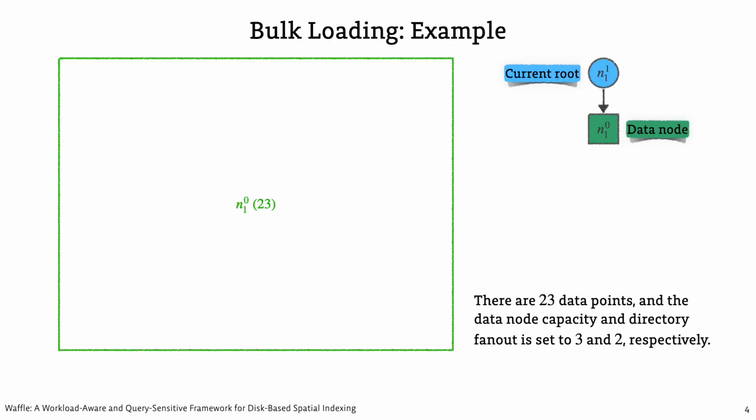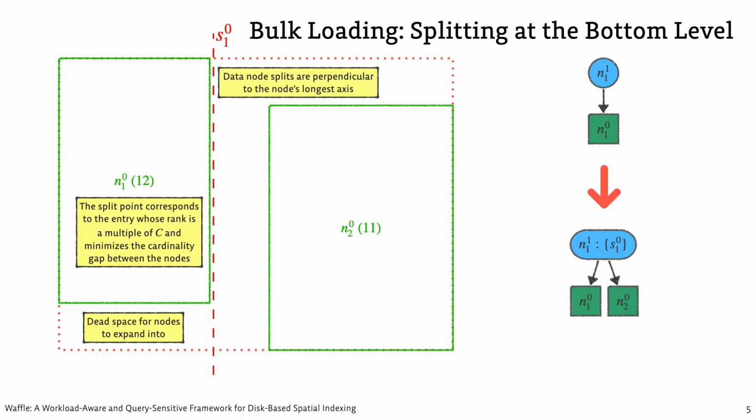To demonstrate the bulk loading procedure, we use the following example, where in the beginning there is a single data node, N1, containing 23 data points, and the data node capacity and directory fanout are set at 3 and 2 respectively. Since node 1 exceeds the data node capacity, we partition it into two new nodes.